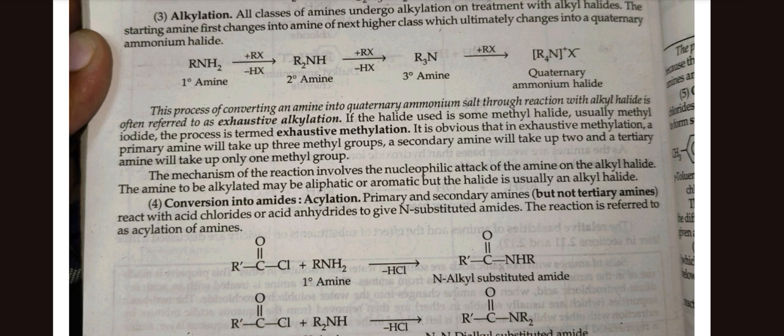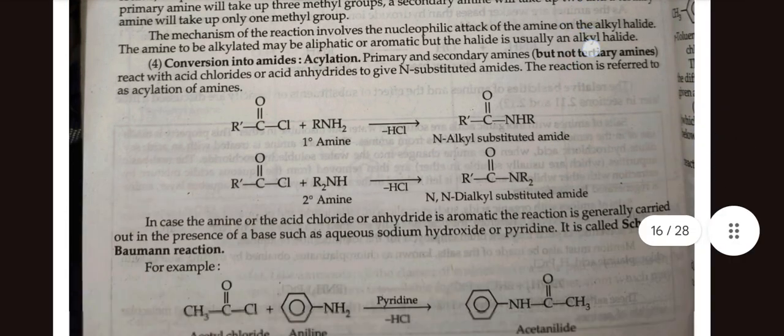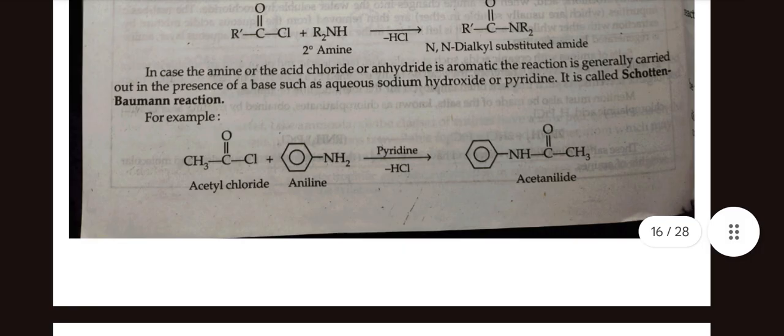Fourth, conversion into amides. Acylation. Primary and secondary amines, but not tertiary amines, react with an acid chloride or acid anhydride to give a substituted amide. The reaction is also referred to as acylation of amines. In case the amine is weakly basic or the acid chloride and anhydride is aromatic, the reaction is generally carried out in the presence of a base such as aqueous sodium hydroxide or pyridine.